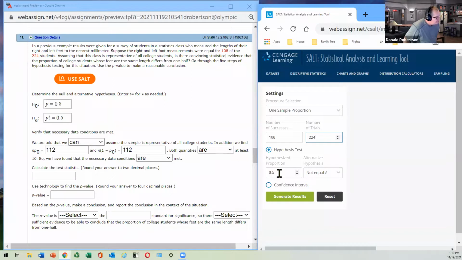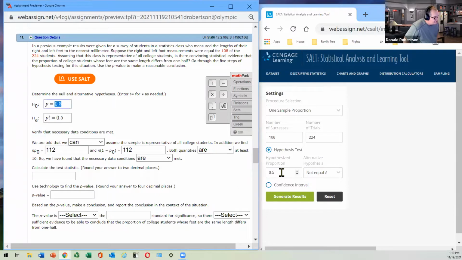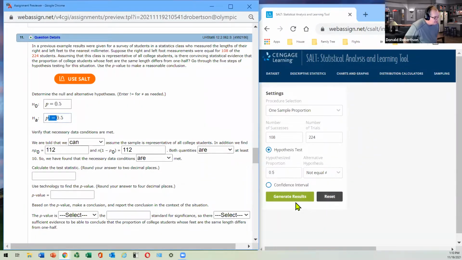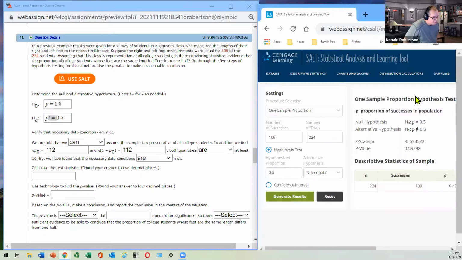Now this one is 0.5, and oh, exactly what we want, right? 0.5 and not equal to. So why 0.5? Because of this. Why not equal to? Because of that. Now, when I hit generate results, we have them over here.